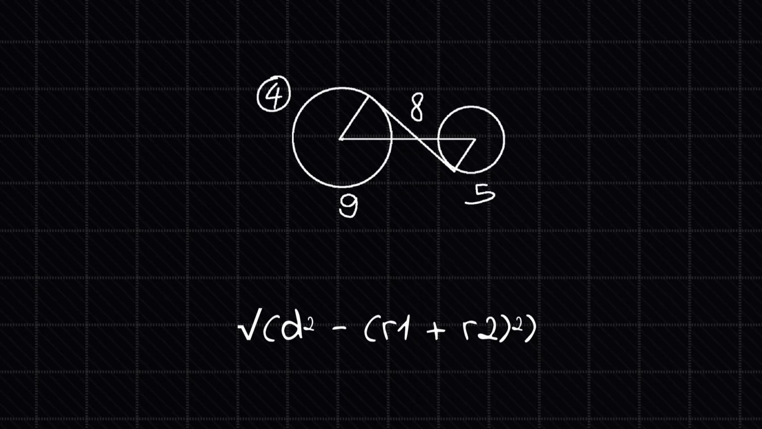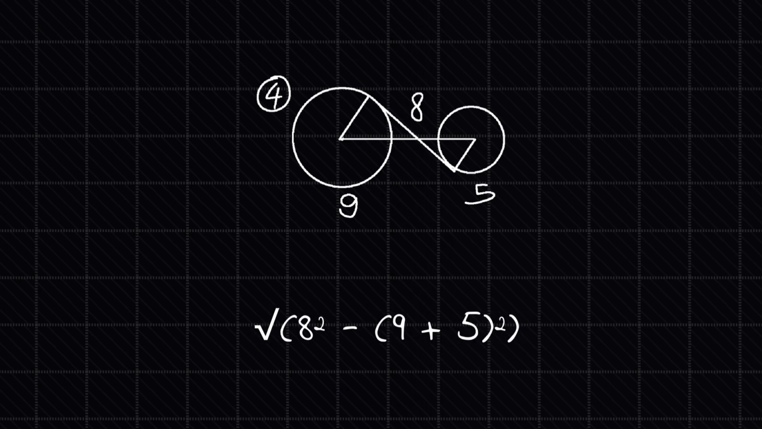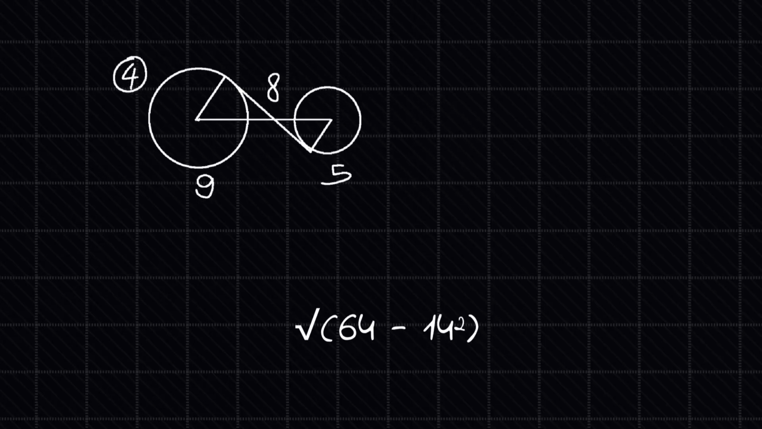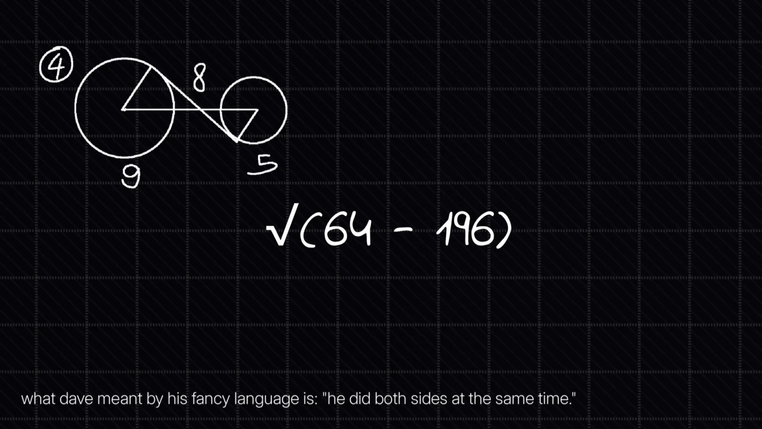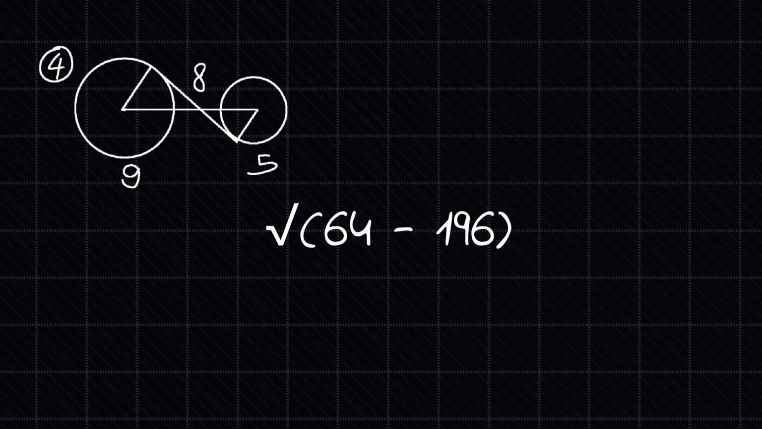Let's plug in our values, shall we? So, d is 8 for this one. It's 8 to the power of 2 minus (r1, which is a, is 9, plus 5, which is b, or r2) to the power of 2. Now I did both calculations simultaneously, so it results in 64 minus 196. I did them both at the same time.